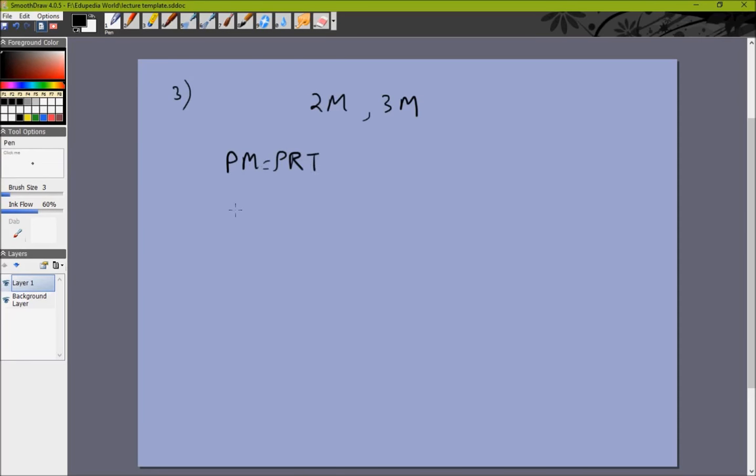So PM is equal to rho RT. So we'll have P1 M1, or we'll just write 2M in this case. Actually, what will also help us is taking the pressures to be 4P and 3P, right? So we'll have 4P times 2M, that is 8PM, is equal to rho1 RT, and in the second case we have 9PM is equal to rho2 RT.